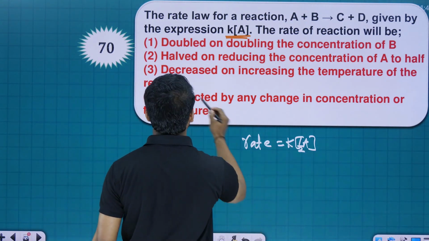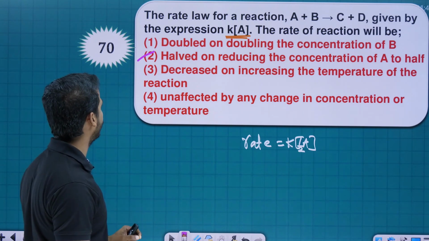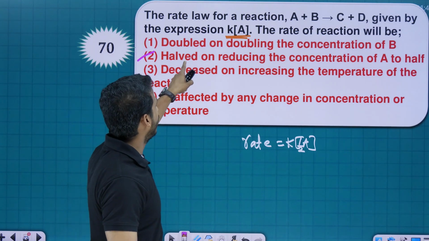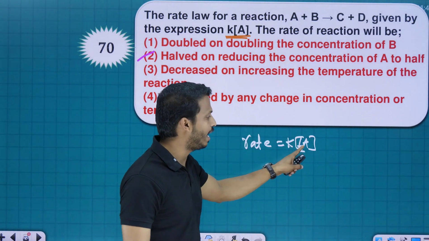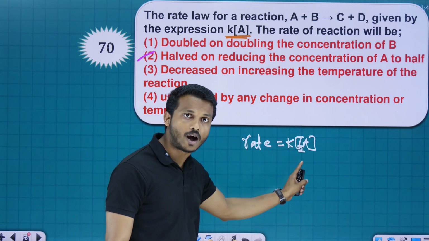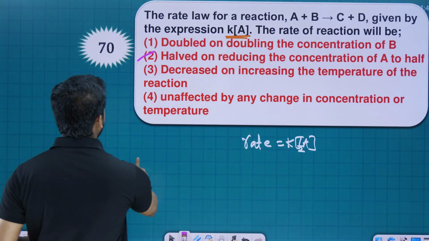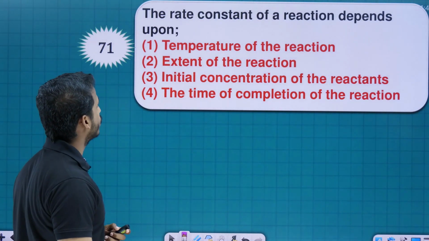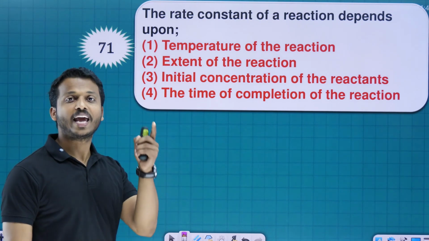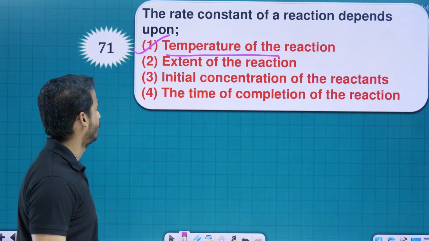Yes, let's go with option B. What about option 3, unaffected by any change? No, because the rate only depends on A. If the A concentration is reduced to half, the rate is also reduced to half. Okay, next one is the rate constant of a reaction. The rate constant K depends only on which one? Temperature, okay, temperature of the reaction.